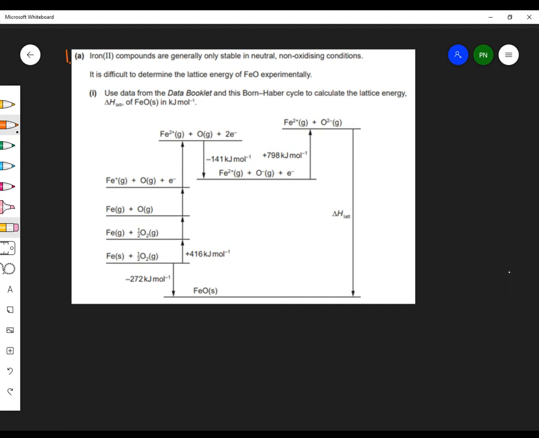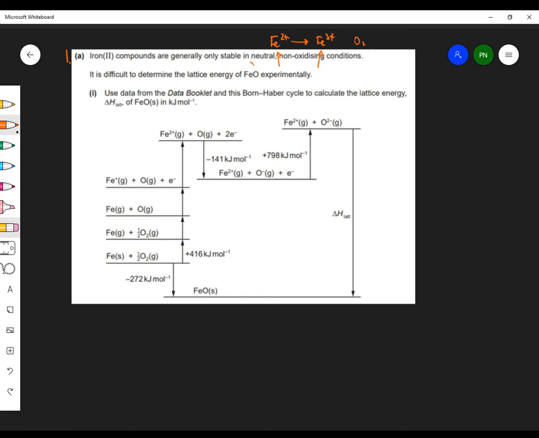Alright, iron 2 compounds are generally only stable in neutral or non-oxidizing conditions because the Fe2+ changes to Fe3+, it oxidizes. Even atmospheric oxygen will do this. This is why green solutions of iron 2 turn to brown if you leave them exposed to the air.